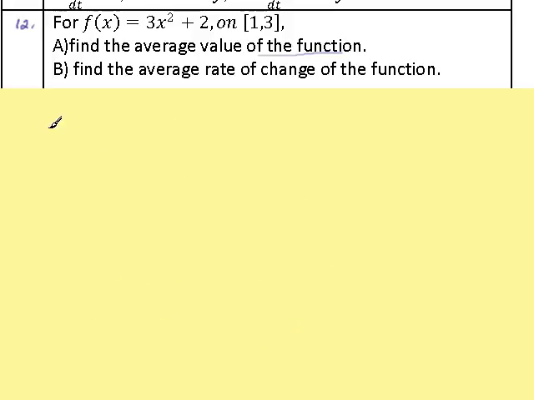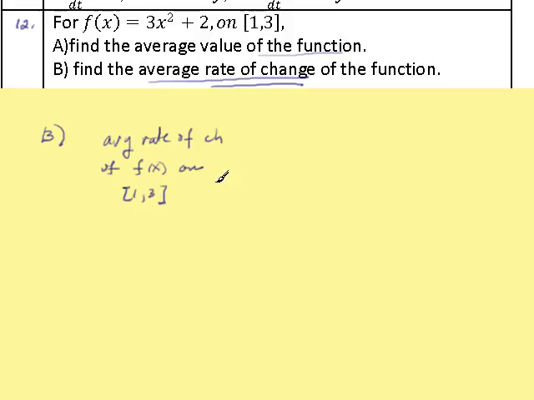Now in part B, we want to find the average rate of change of the function, and that would be the slope of the secant line from x equals 1 to x equals 3. So the average rate of change of f(x) on [1, 3] is equal to f(3) minus f(1) divided by 3 minus 1. So that's the slope of the secant line.